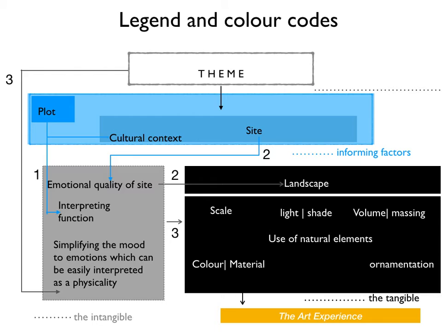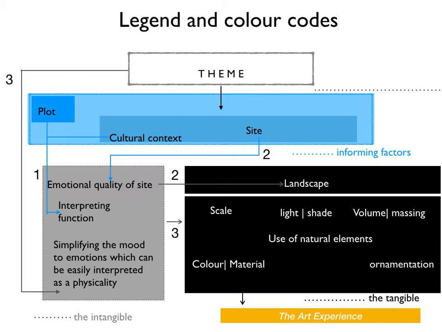As mentioned earlier, the process from theme to art experience is not a linear one. In this presentation, we have adopted a color code to make it easier to understand. Informing factors identified for the architecture are plot, cultural context, site and surroundings as shown in the movie. These are always shown in blue font or highlighted in blue. Intangible concepts are highlighted in grey. These fall in three categories.